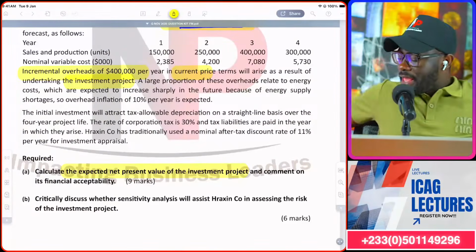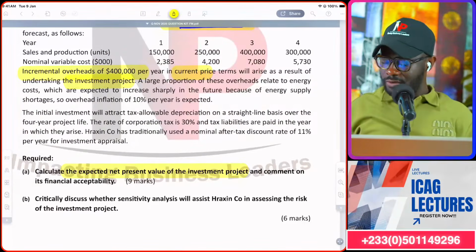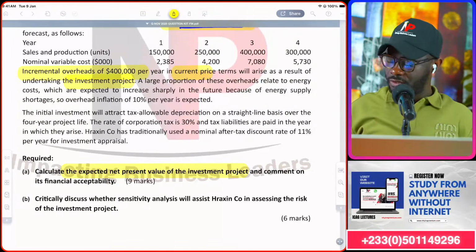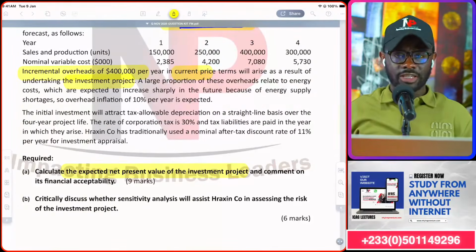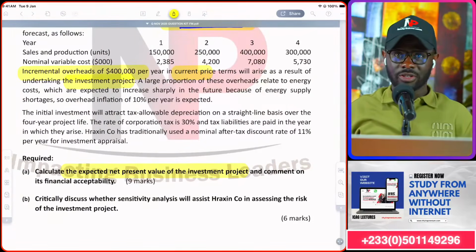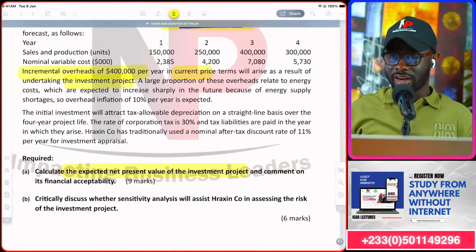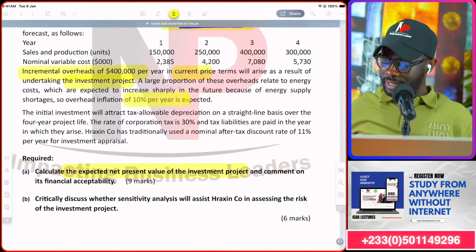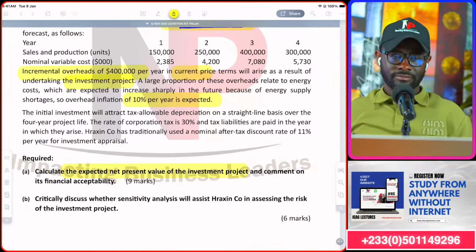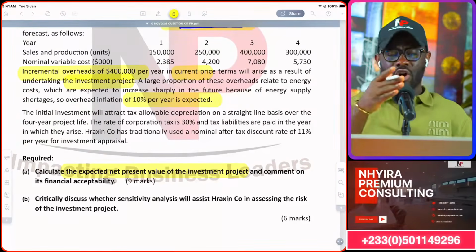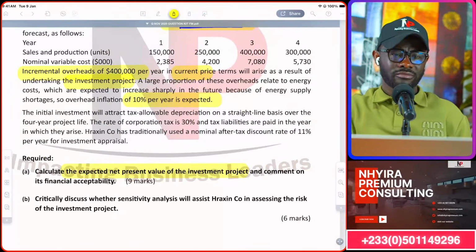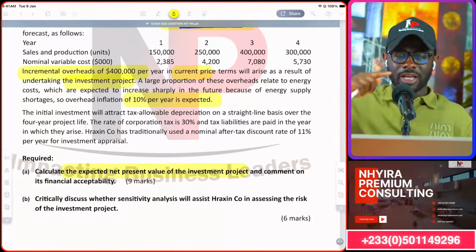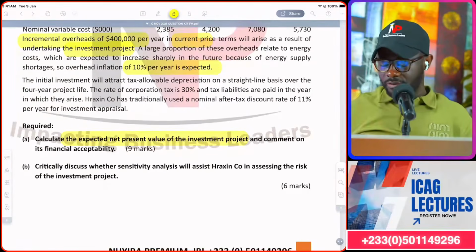A large proportion of these overheads relates to energy cost, which are expected to increase sharply in the future because of energy supply shortages. If it was in Ghana, it wouldn't be because of that. It would be because they ran ECG to the grounds like they are doing now. So overhead inflation of 10% per annum is expected. We could work for that or build that into the workflow so we can save some time. So I'll build that into our workflow.